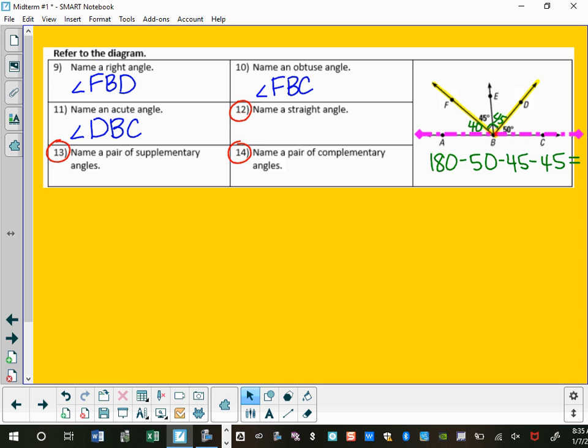Alright, any questions on this part? You good, Eli? Yeah.